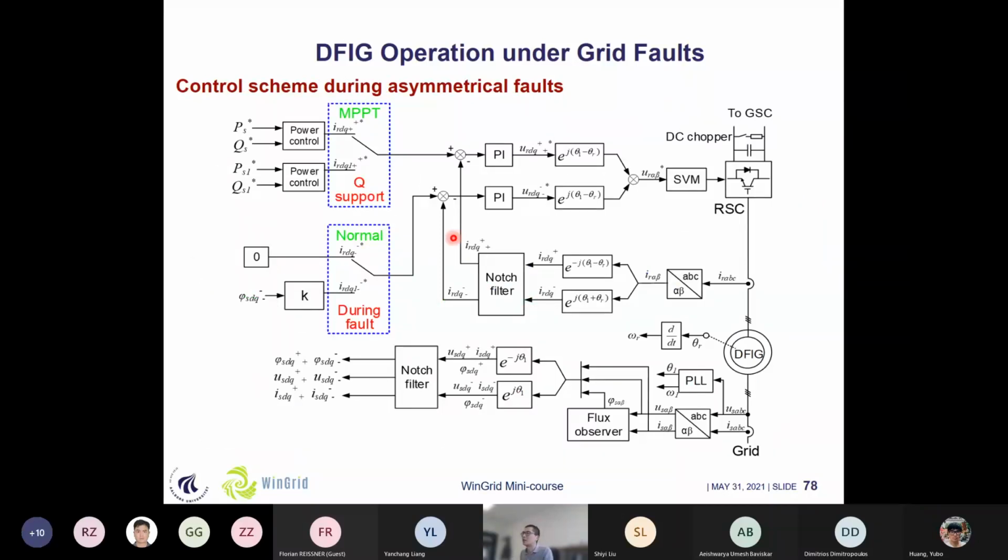And here we can take a look at the state diagram, the control diagram for this DFIG control under asymmetrical grid faults. During normal operation, we will try to control the active power and reactive power. And in case of fault ride-through, first of all, we need to control the rotor current in the opposite direction of this negative stator flux. And this kind of information can be calculated by the flux observer and also some notch filters to try to decompose the negative and positive components here.